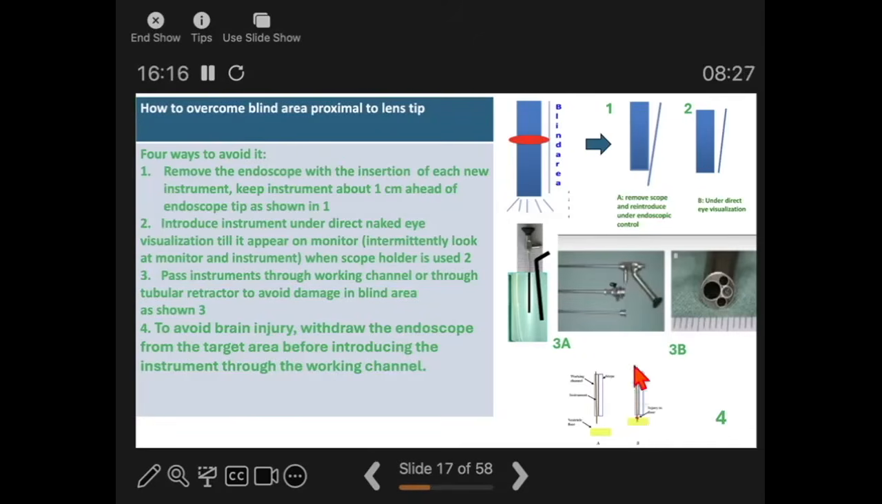For example, in endoscopic third ventriculostomy, if your endoscope is very near the floor of third ventricle, the forceps which we introduce can suddenly bump into the floor of third ventricle, injuring the floor. So the ideal thing is that you should withdraw slightly away from the area of interest, so that when you introduce instrument well ahead of target, you can visualize the instrument which is being passed.